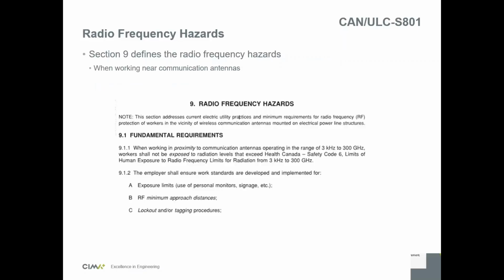Then you have section 9. So sometimes linesmen need to work near communication antennas or radio towers. So this section says the limits of exposure to RF radiation in Canada with regards to Health Canada safety codes.